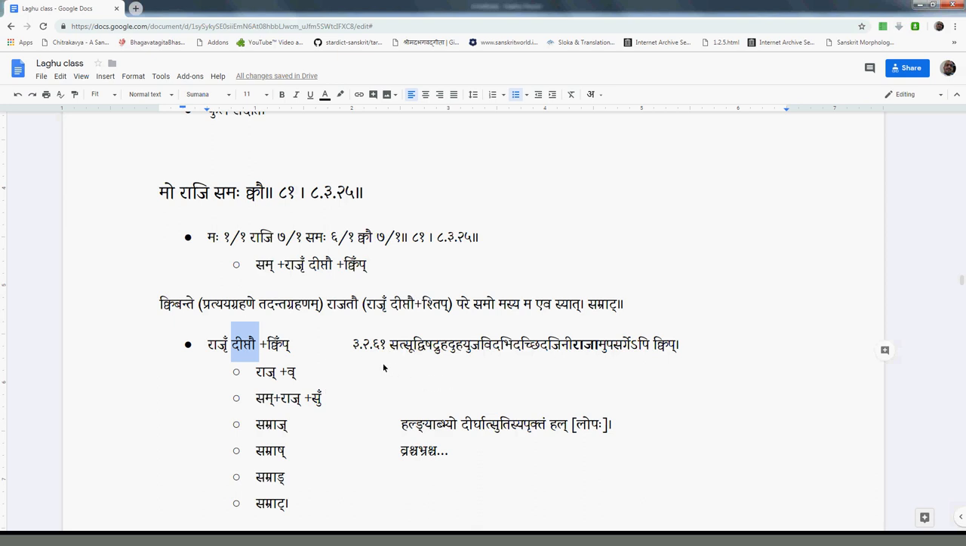Though it appears like a dhatu. So there is a sutra in the third chapter which says: satsudvisha druha duha yuja vida bhida chida jini rajam upasarge api quip. So the last word is rajam. So for all of these dhatus including rajru, when there is an upasarga, so here upasarga has to be there, so sam plus rajru upasarge, what will happen?